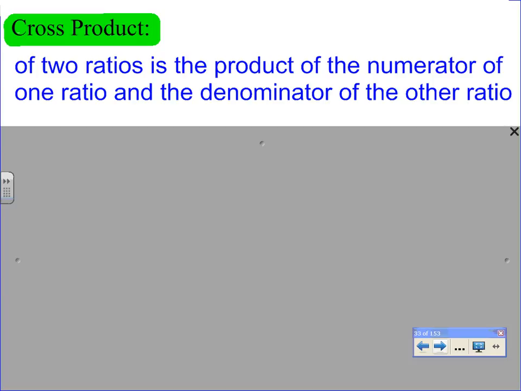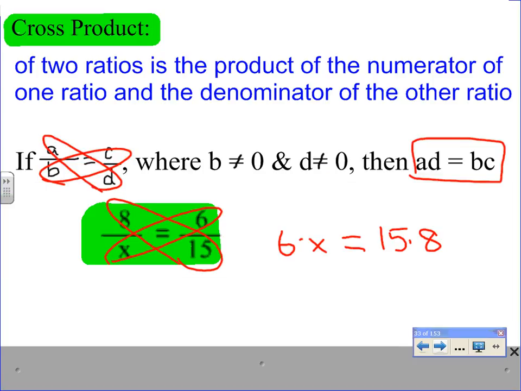Okay, cross product of two ratios is the product of the numerator of one ratio and the denominator of another. So you know there's 3 ways to write a ratio. You know they have to be completely simplified. And if ratios are set equal to each other, you know that you can use cross products to solve because those are going to be equivalent ratios. Okay, this example should be underneath your definition. Yeah, it is. You don't have to write down this top part.